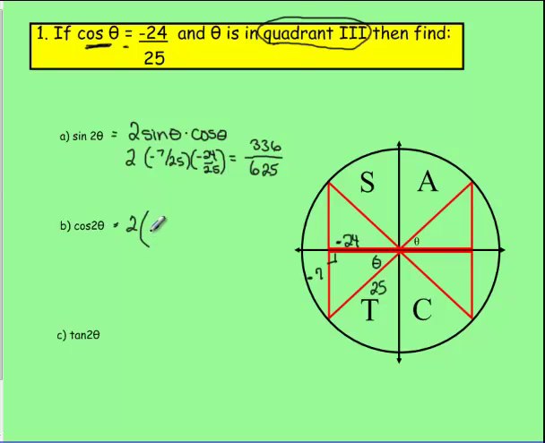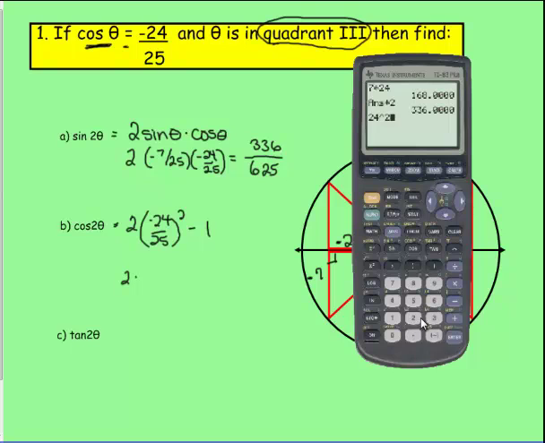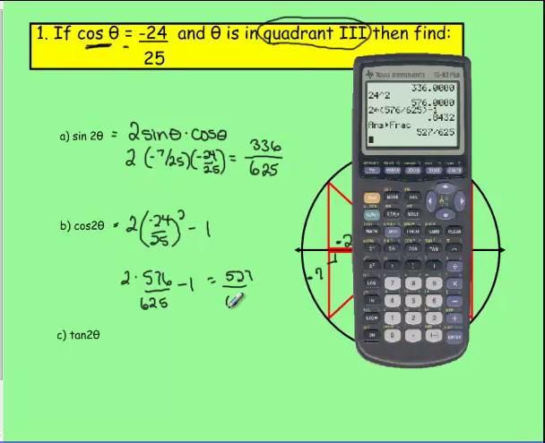2 cosine squared minus 1. 2 times, well, let's come over here and take my calculator out. 24 squared is 576. And again, it's going to be positive because I'm squaring. 25 squared is 625, minus 1. Again, I can have the calculator do all that work for me. 2 times parentheses 576 divided by 625, end parentheses, take away 1. Ooh, gets me a decimal, but I know it's going to be a fraction because I've been dealing with fractions. So it's 527 over 625.